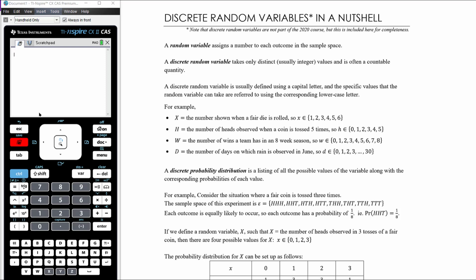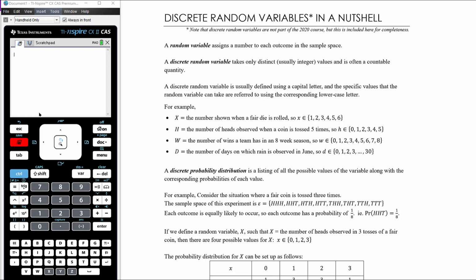So basically a random variable assigns a number to each outcome in the sample space. When we've looked at probability before now, sometimes our sample space could be things like head or tail. Or, if you're tossing the coin 3 times, it could be head, head, head, or head, tail, tail, or head, tail, head, whatever it might be. What we want to do though is make sure that when we're dealing with a random variable, we always assign a numerical value to each outcome. And a discrete random variable means that the random variable can only take distinct, usually integer values.